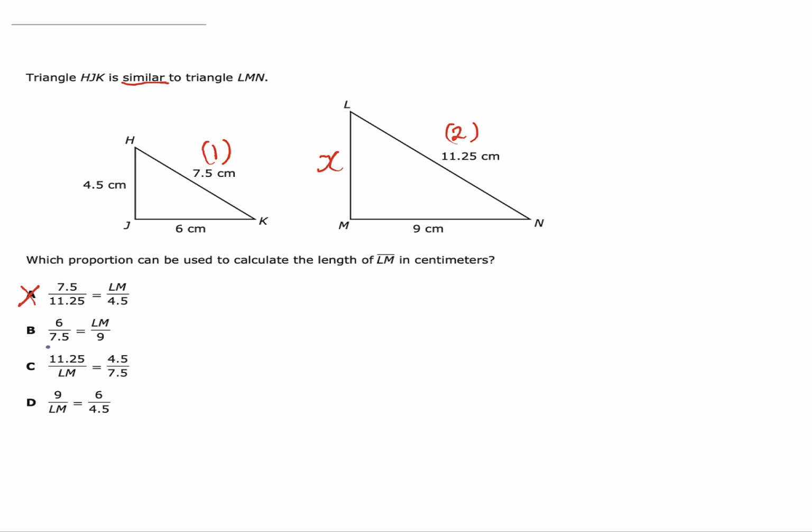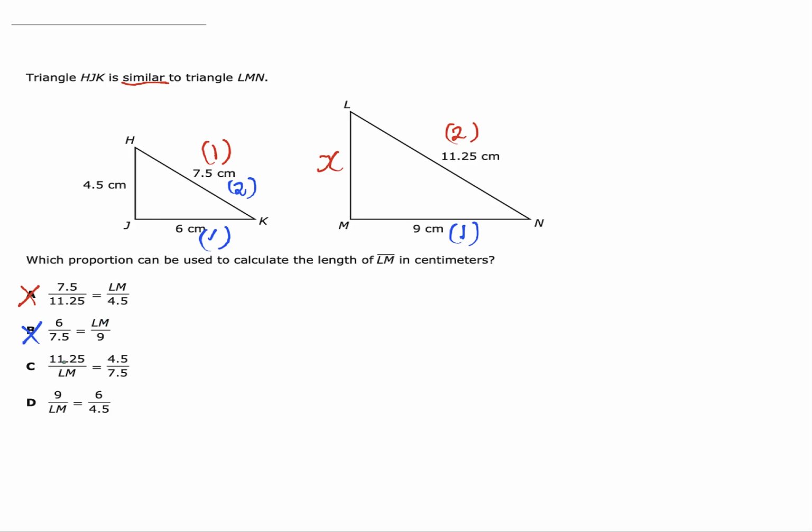Let's look at B. Now B starts with 6, so they're starting here, 1. And then notice the denominator is 7.5, 2. So they're starting their ratio with the small triangle. So they're going 6 over 7.5, which means that when we go to the bigger triangle, who should be first? 9. Notice who they start with, LM. We can eliminate B.